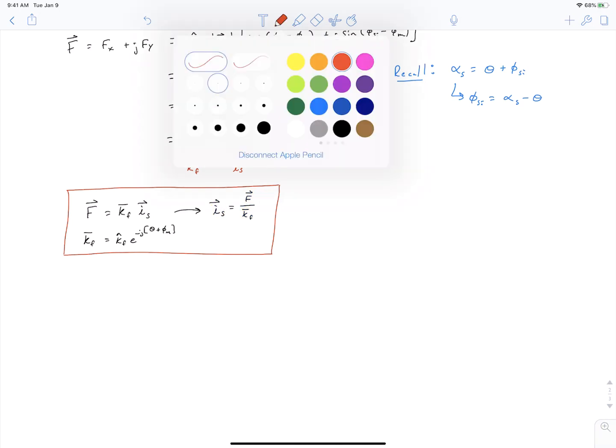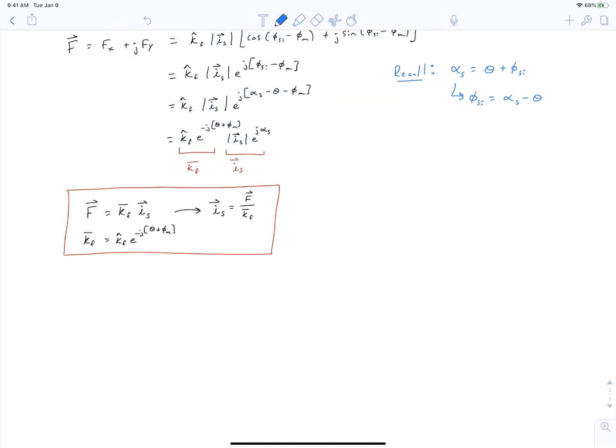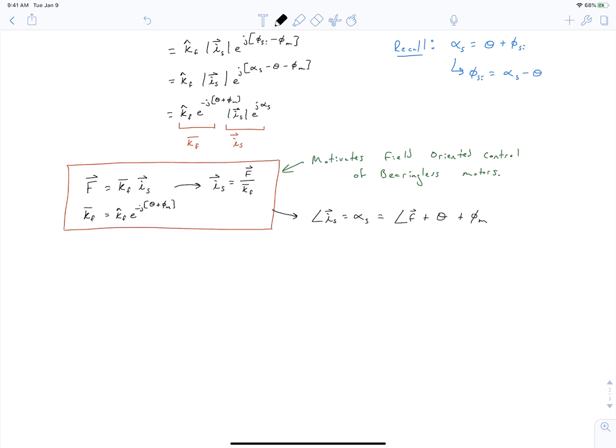And so the remark on this is that this motivates the idea of field-oriented control of bearingless motors. And so you can see that the angle of your current space vector is going to be the angle of your desired force vector plus the rotor's direct axis angle plus the quantity phi m, which is due to your armature reaction. And finally, we're in a position to summarize the coupling that we get between the suspension and torque production.